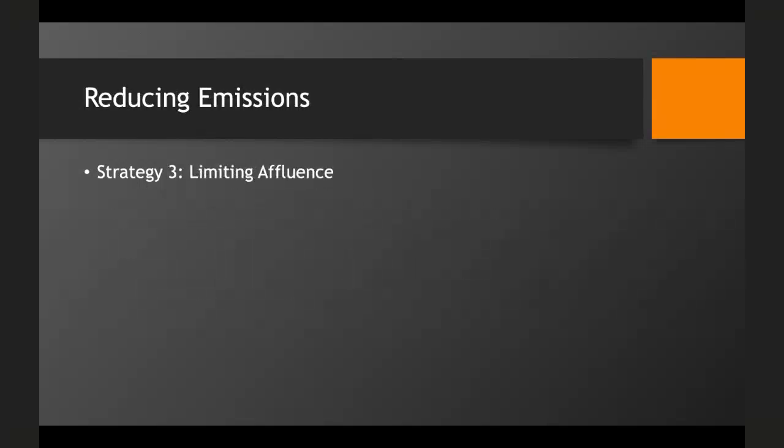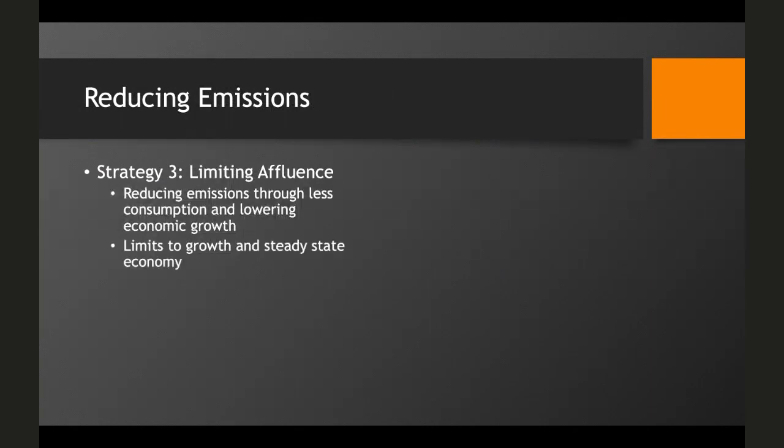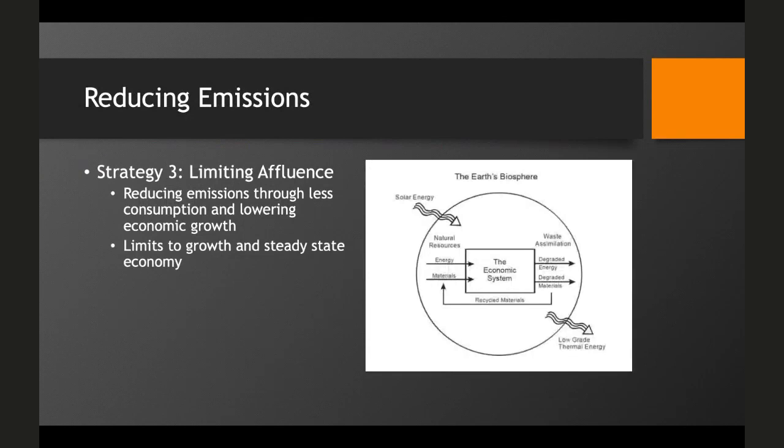So a third strategy that Roser and Seidel discuss is limiting affluence. So reducing emissions through less consumption and lowering economic growth. And this was the kind of proposal that I was talking about just a second ago, that maybe our goal is to provide limits to growth, or what people have called since the 70s a steady state economy. That rather than thinking of the economy as something that constantly grows and constantly expands, right? That we always kind of hear that we want constant economic growth, that the economy is always growing.